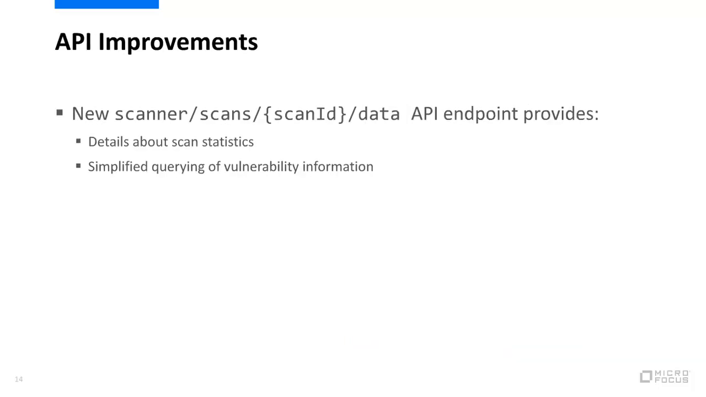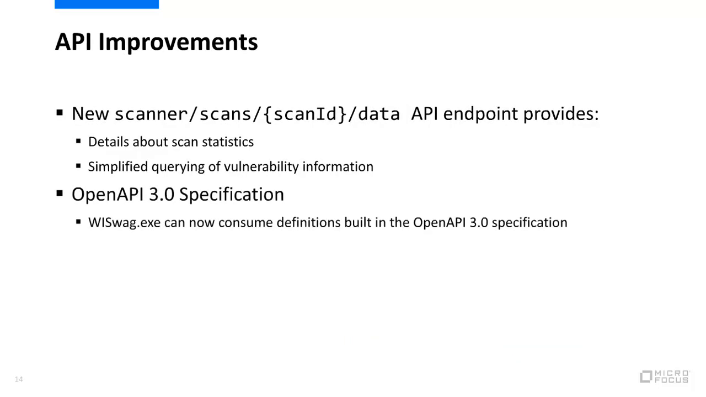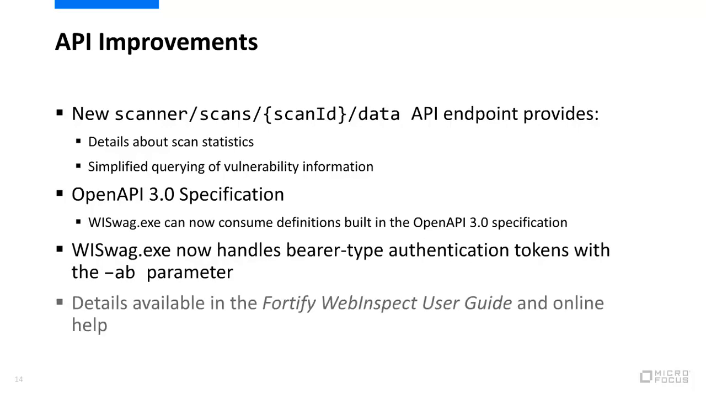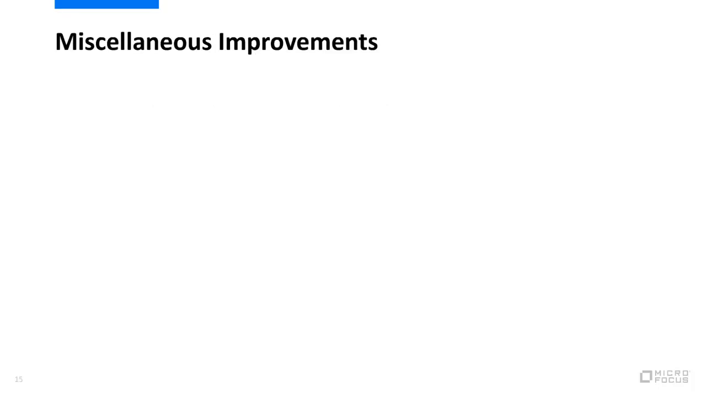Our new Scan Data API endpoint provides a wealth of detail around scan statistics as well as simplified querying of vulnerability information. For more information, see the Swagger documentation. Our WeSwag tool can now consume definitions built in the OpenAPI 3.0 specification. The new AB parameter enables the WeSwag tool to handle bearer tokens for improved authentication support. For more information about this feature, see the Fortify WebInspect user guide or online help.